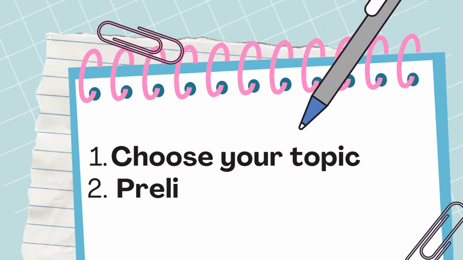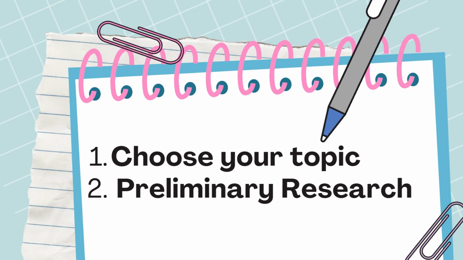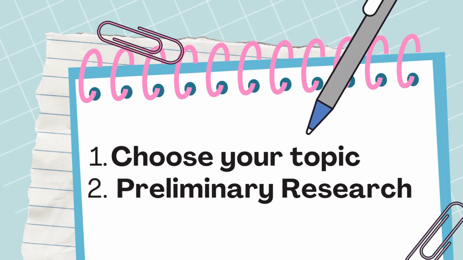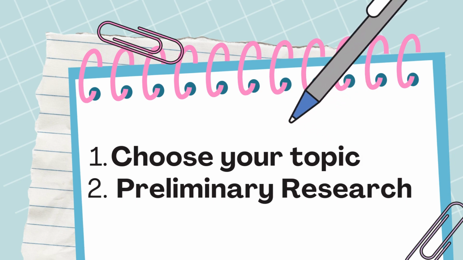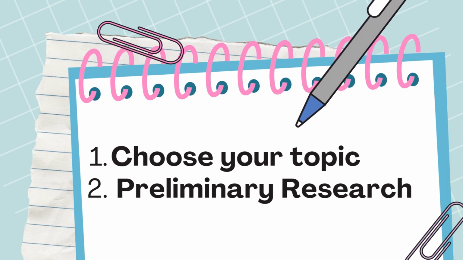The second step is to conduct preliminary research. Conduct some initial research to get an overview of your topic. Using reliable sources is important, but you do not need to meticulously screen for scholarly sources yet. This will help you grasp a general understanding of what your topic is about.